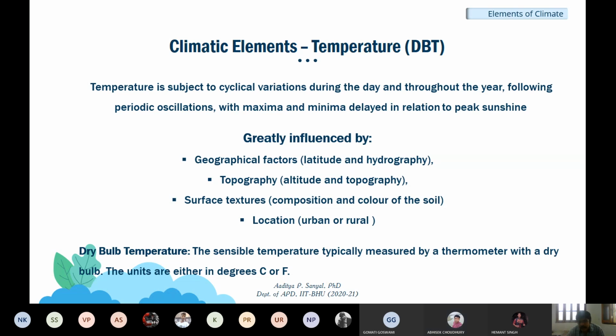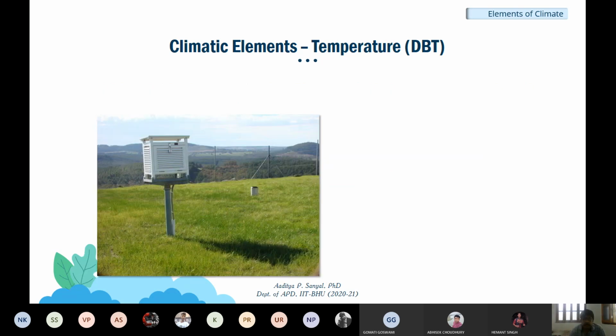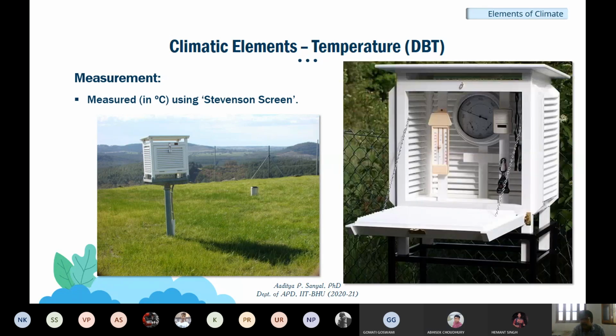So this 29 degrees Celsius, 28 degrees Celsius that you are talking about, are you actually feeling that 28 degrees Celsius on your body? No, sir, I don't think so. You don't think so, we'll look into it. So this temperature, DBT, is measured using a Stevenson screen. You can see the Stevenson screen here, right? Inside it you have various equipment used for measuring temperature and different climatic aspects, including wind motion, precipitation, humidity as well.